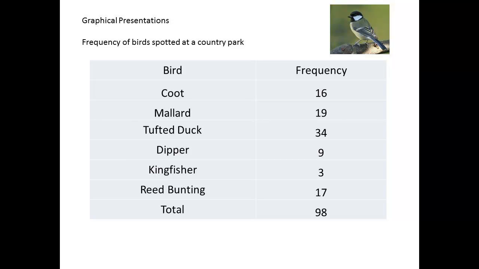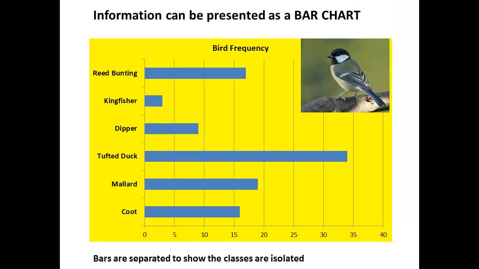Let us look closely at presenting data. Here is a table relating to the observation of birds in a country park. The frequencies are shown for each type of bird. This type of information is easily presented in the form of a bar chart. Note that with a bar chart we separate the bars to show the classes are isolated.